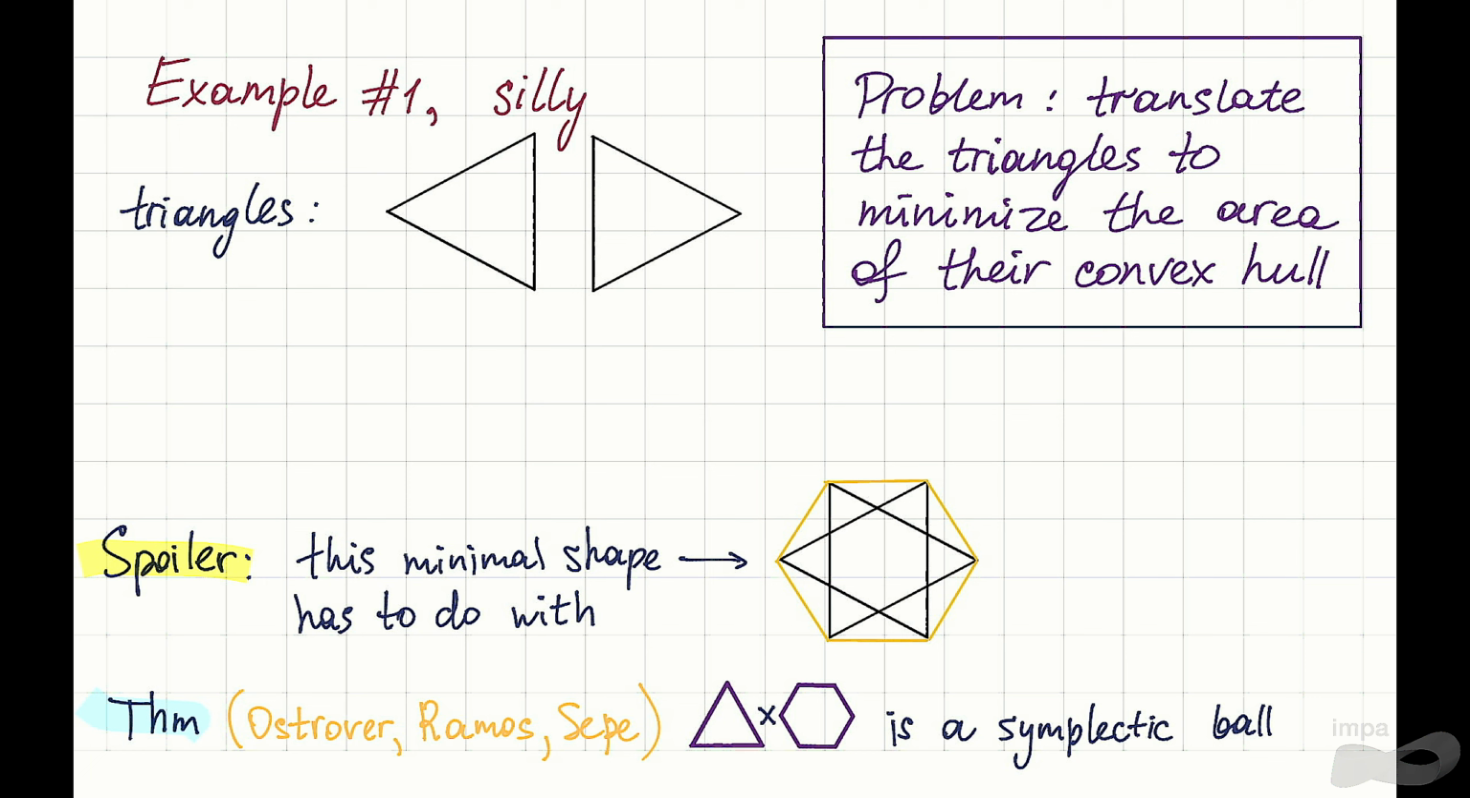Here is a spoiler so that you get a little bit more motivated about this particular problem with this particular answer being a hexagon. It is actually related to the theorem of Jeroen Straver, Vinicius Ramos, Daniel Sepe, which we learned about on Monday. It's related to the fact that the triangle multiplied by hexagon is a 4-dimensional symplectic ball. But for now, let's forget about this spoiler.